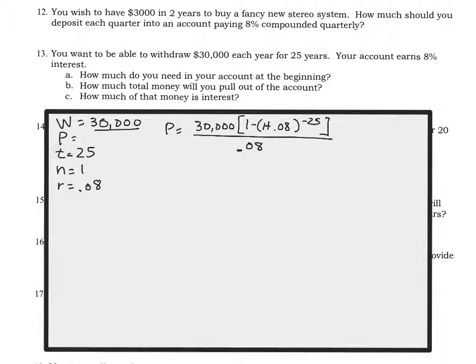All right, so when I enter this into my calculator, I should get, rounded to the nearest penny, $320,243.29. So that was A. B asks, how much total money will you pull out of that account?